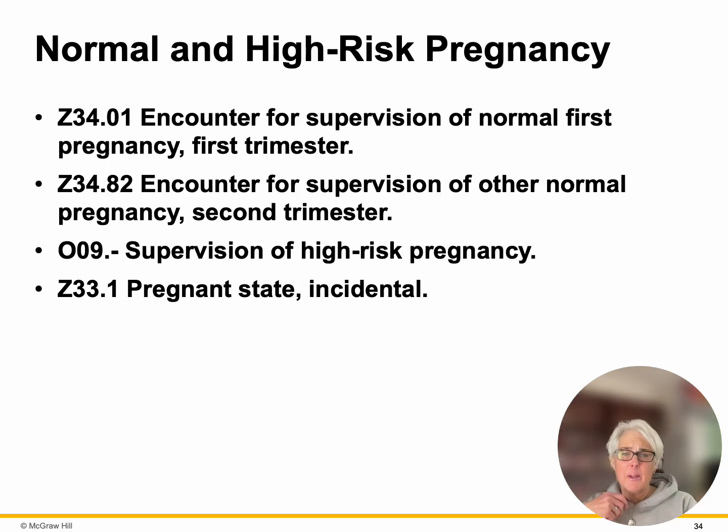So, for example, if a patient presents to the emergency room, say they dislocated their knee, and they had some blood workup done and it was determined that they are in fact pregnant, that would be an incidental state. It's like, oh, by the way, this patient is here for this reason, but oh, by the way, the patient happens to be pregnant.